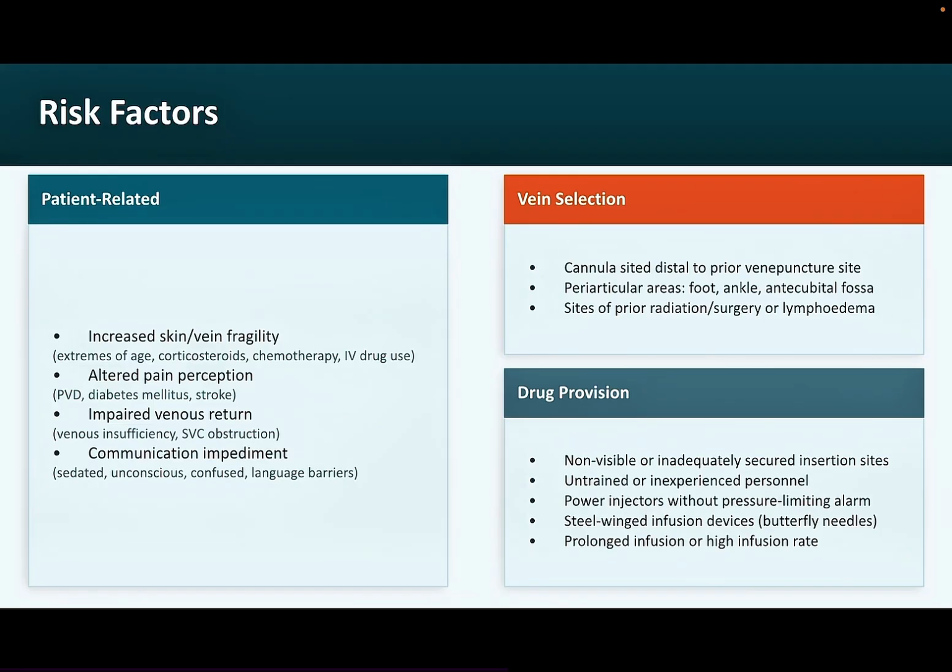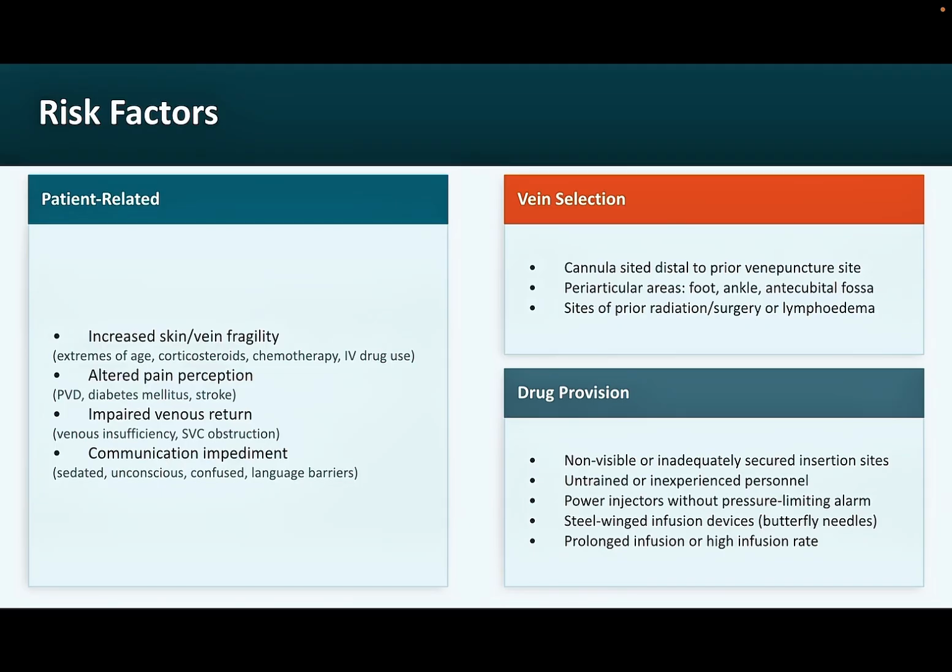Drug provision. When we use a non-visible or inadequately secured insertion site, as in this patient in the clinical scenario, we usually drape the area, so we can't see the cannula site. So sometimes by the time we see the cannula site, damage may already have happened. That is one of the risk factors. So we need to examine these areas and actively examine for features of extravasation regularly, especially in anesthetized patients. When there are untrained or inexperienced personnel, sometimes features of extravasation may go unnoticed.